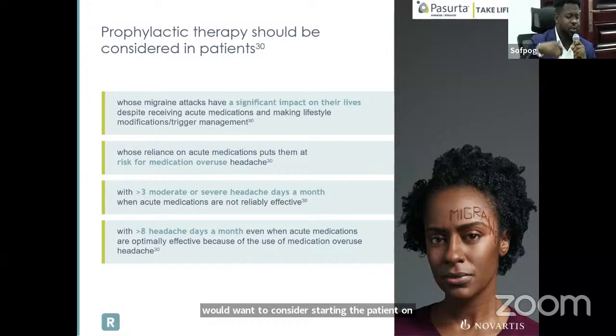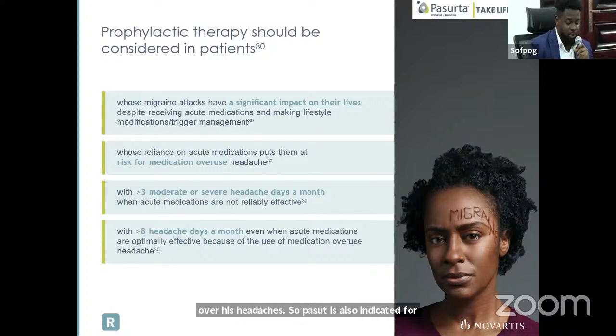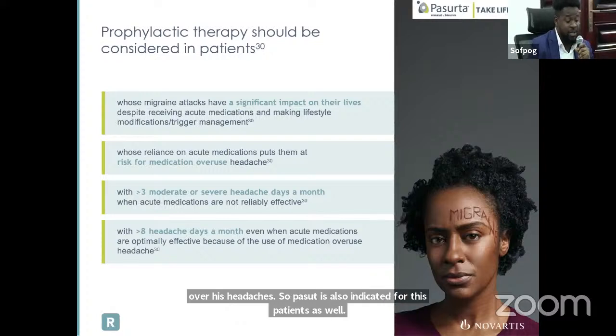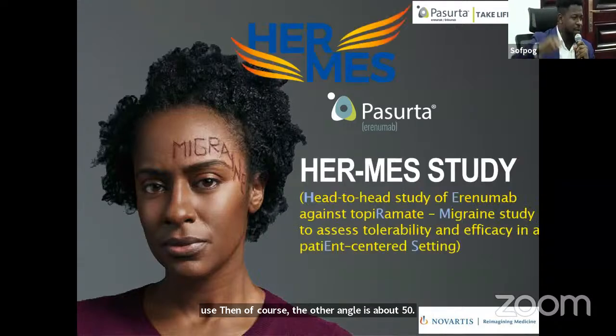Then, of course, patients who have more than 8 migraine or headache days a month, even when acute medications are effective, this is to prevent them from tipping into medication overuse headaches. So Pasuta is also indicated for these patients. These are the 4 classic patient types you can use Pasuta for. Then, of course, the other angle is safety. We'll discuss safety using the HEMIS trial, which was the first phase 4 trial that compared Pasuta to what is being used in real life.